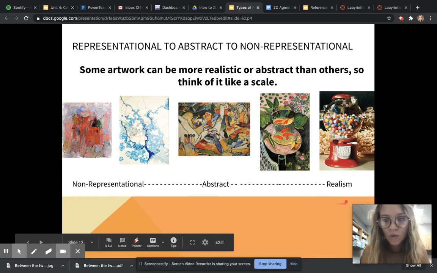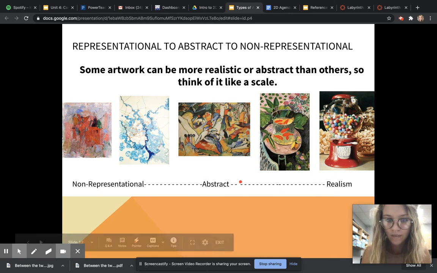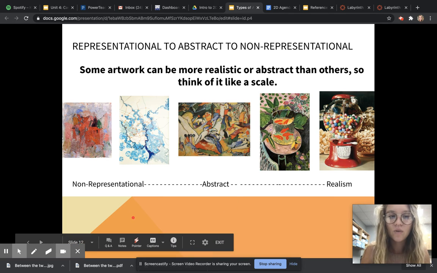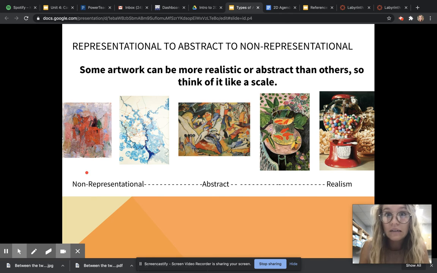The differences between the 3 of these are kind of going to be on a sliding scale. So it doesn't necessarily have to be all the way realistic or all the way abstract to fit in between. The same can be true for non-representational. There are plenty of artworks that we can definitely look at and say, yep, that's not representing anything.